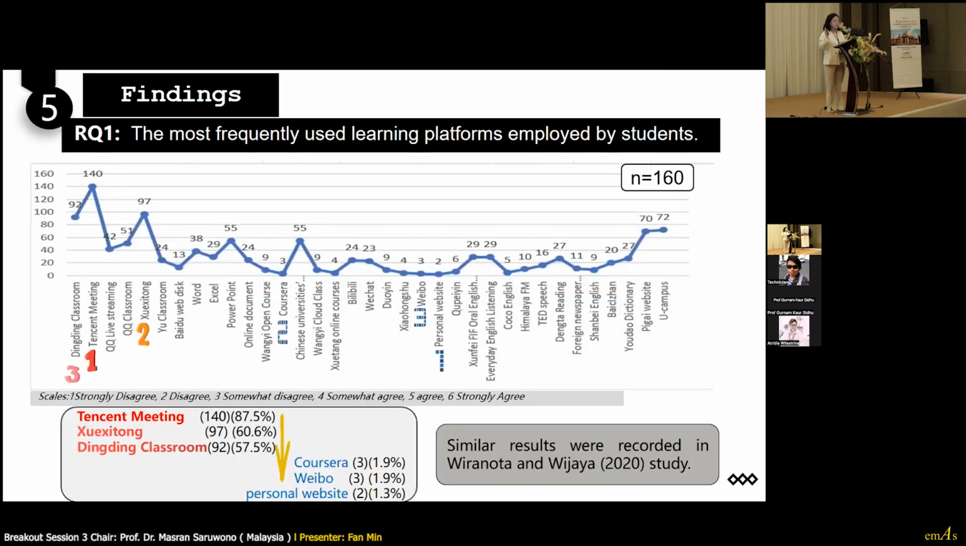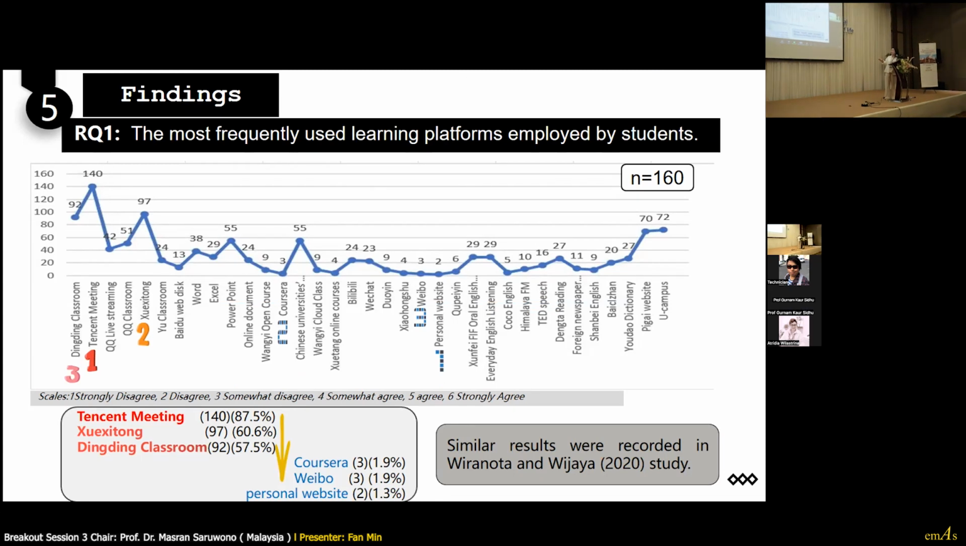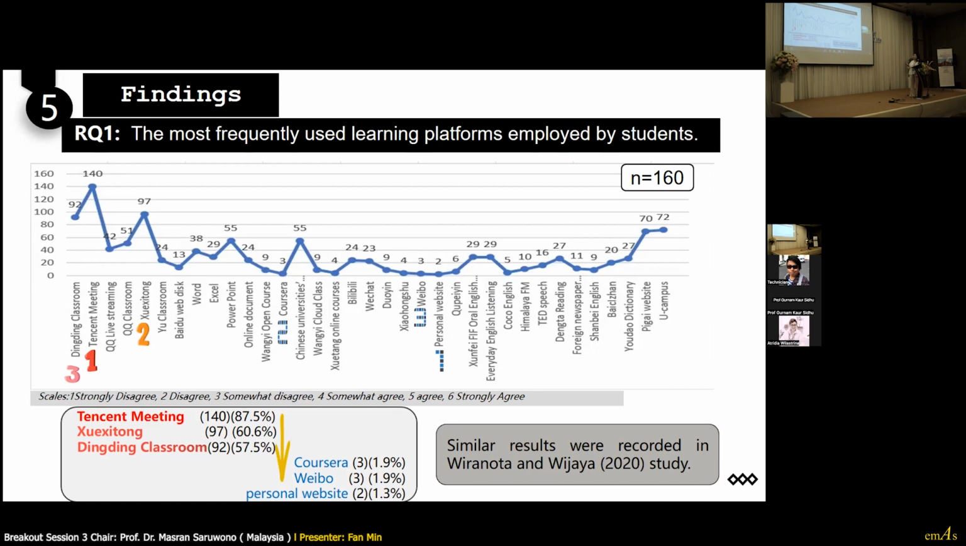So look at the first research question, the most frequently used learning platform employed by students. We can see from this map that the most frequently used learning platforms in the China EFL classroom were Tencent Meeting, 学习通 and Dingding Classroom. On the other hand, the least used learning platforms were Coursera, Weibo, and personal websites. Similar results were recorded in these studies.